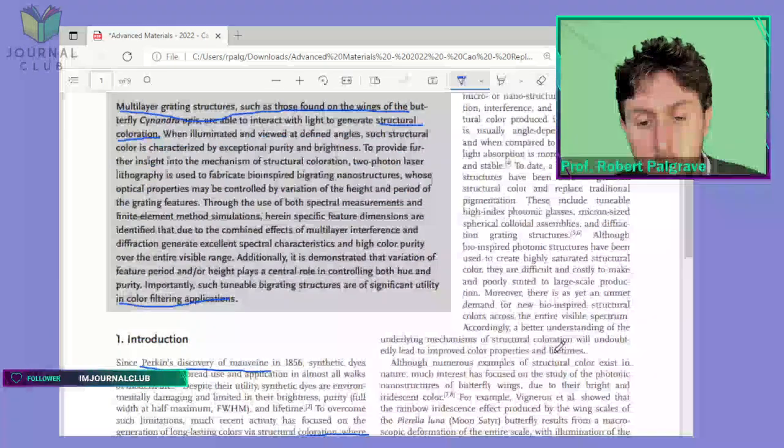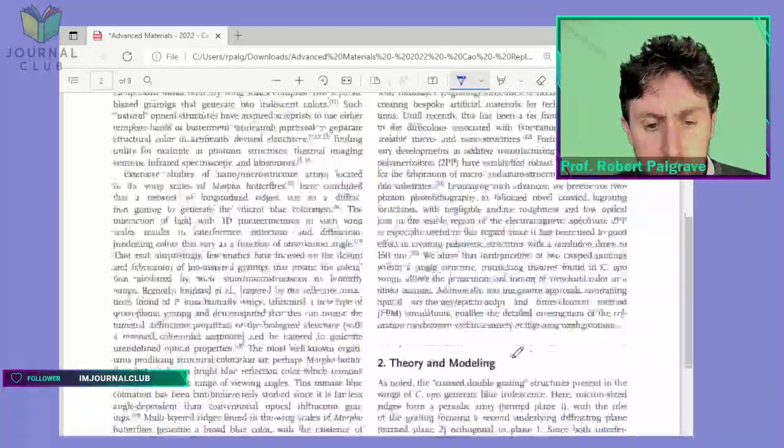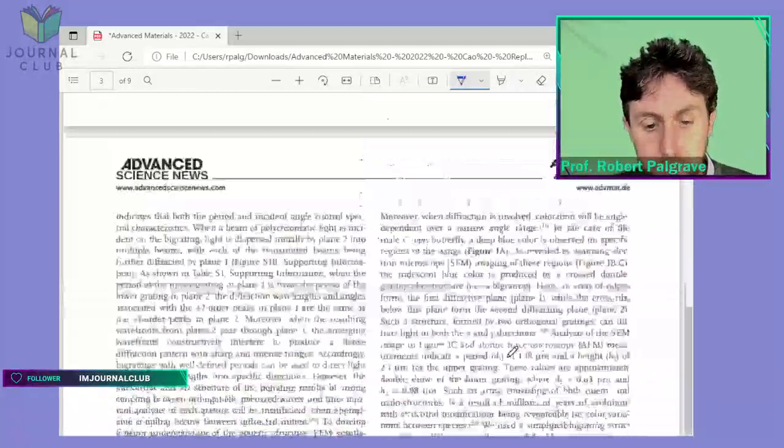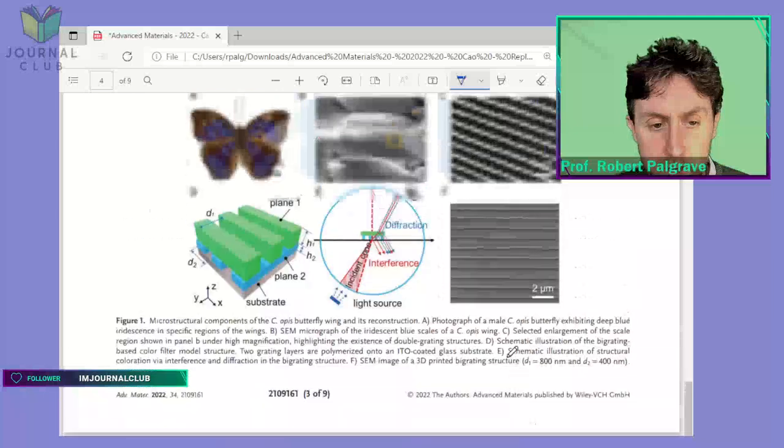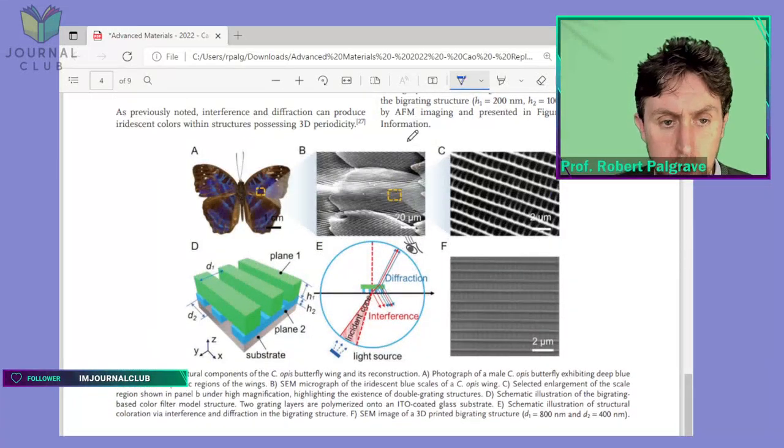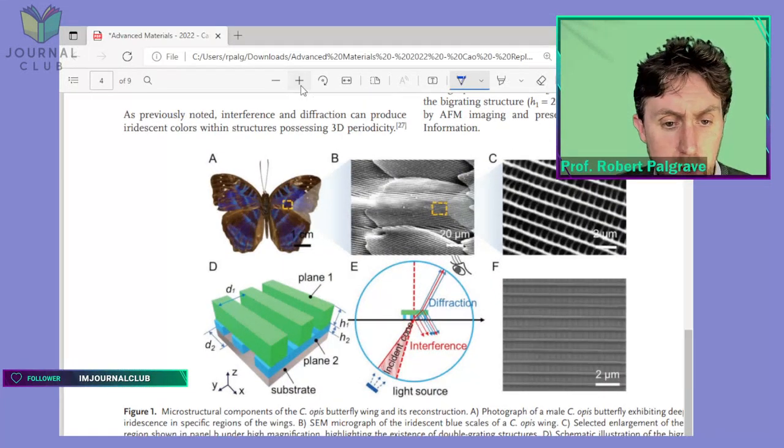Okay, so we've, I think, got the idea of what they're trying to do here. I want to show you the pictures first, because I think this is a good way to begin approaching this paper.